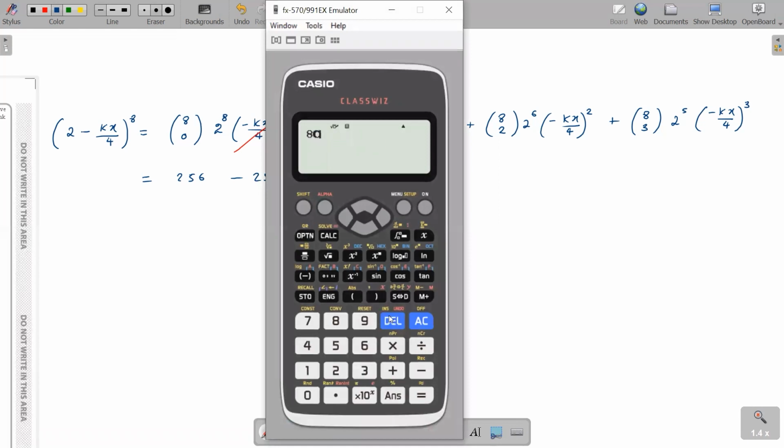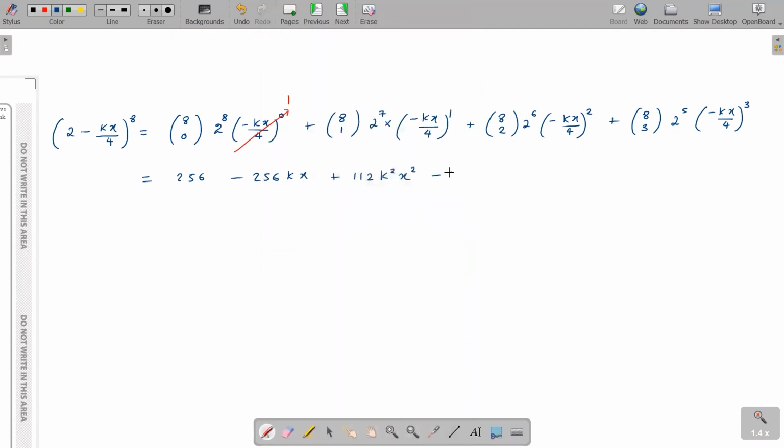And then the next one, the last term. Let's find it. 8c3 into 2 to the power 5 into, again in brackets, minus 1 over 4 whole thing to the power 3. You see the way I typed it in the calculator. So I get here minus 28, and what's the letter power? k cubed x cubed. So this is the expansion of the first 4 terms in ascending powers of x, and each term is now given in its simplest form. Is that clear?